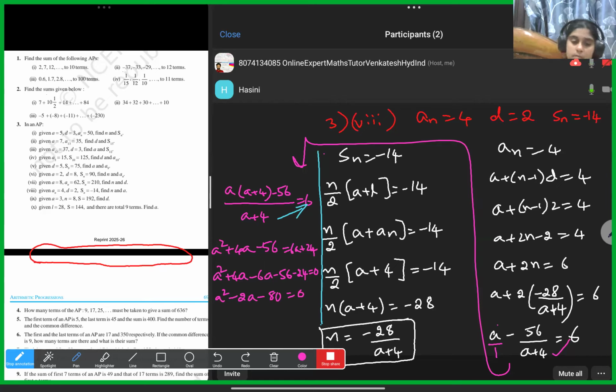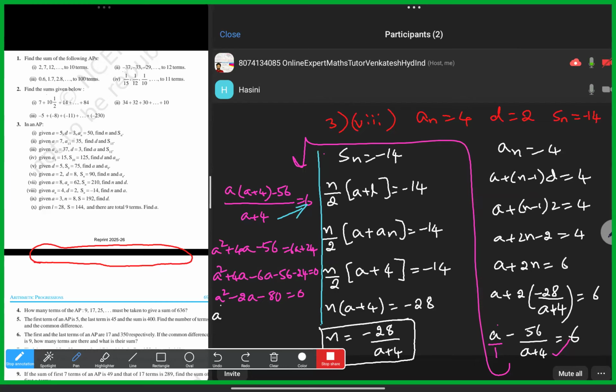So now, Hasni, again factorization came, you can see. Instead of variable x, we have a. So minus 80 into a square. What are the factors, Hasni? 16 into 5, 20 into 4, 10 into 8. 10 into 8 will come.